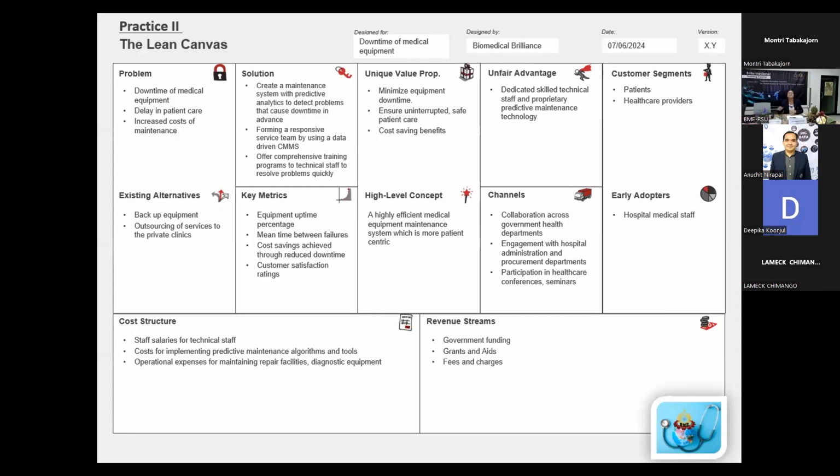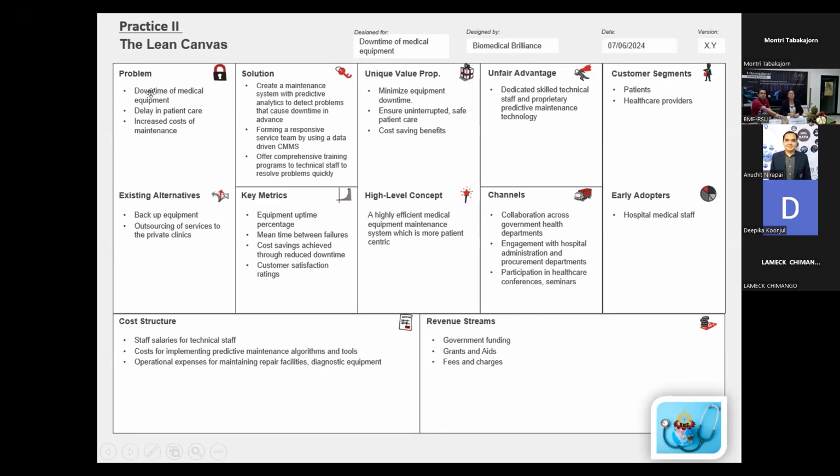Good afternoon, everybody. Today I am going to present the lean canvas that my team has prepared. The problem that we are going to solve in the lean canvas is the high downtime of medical equipment. As we all know, the lean canvas is a one-page template which serves as a dynamic tool for brainstorming, refining, and communicating business ideas. So I am going to present the different sections of our lean canvas.